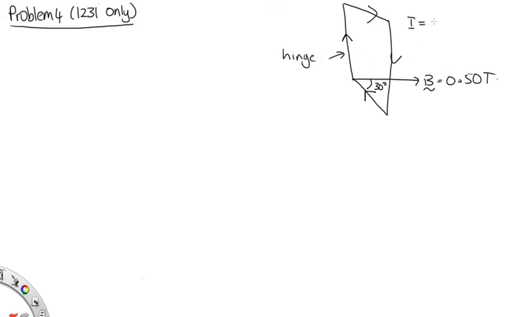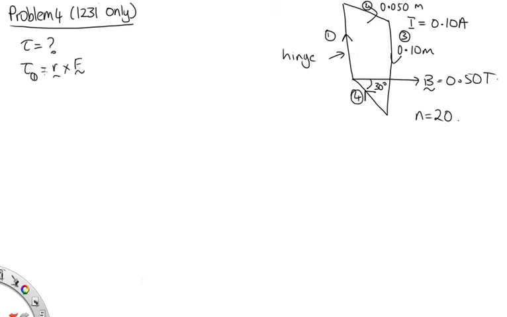The size of the current is 0.10 amps. The length of this side is 0.10 meters, 10 centimeters, and the length of this side is 0.050 meters, 5 centimeters. And we're asked to find the torque in this case. And we're told that there's 20 loops of wire, so n is equal to 20. Well, to do this, let's consider each of the sides. We've got side 1, 2, 3, and 4.